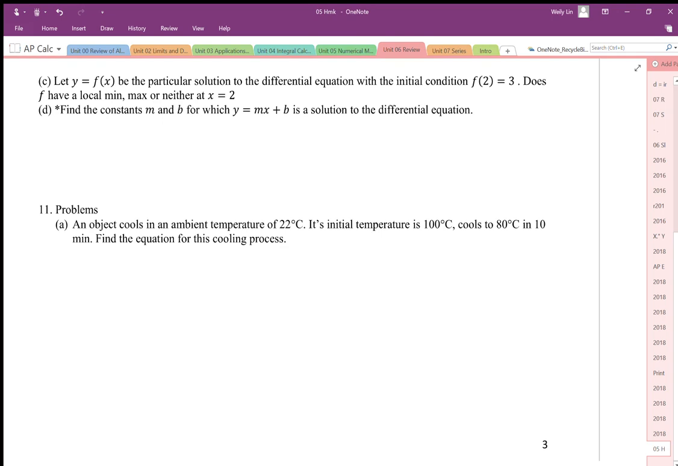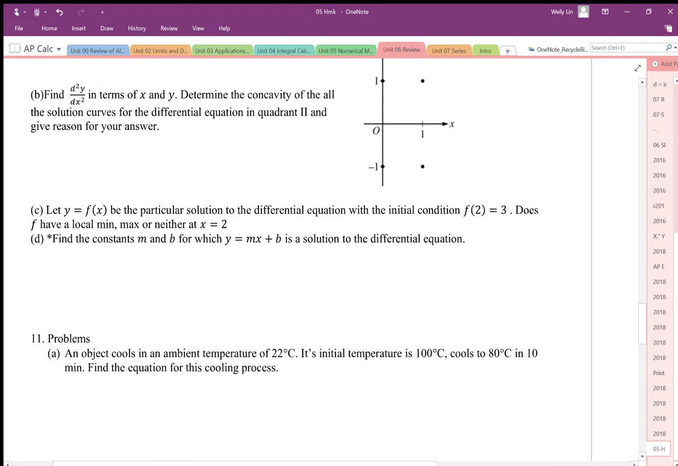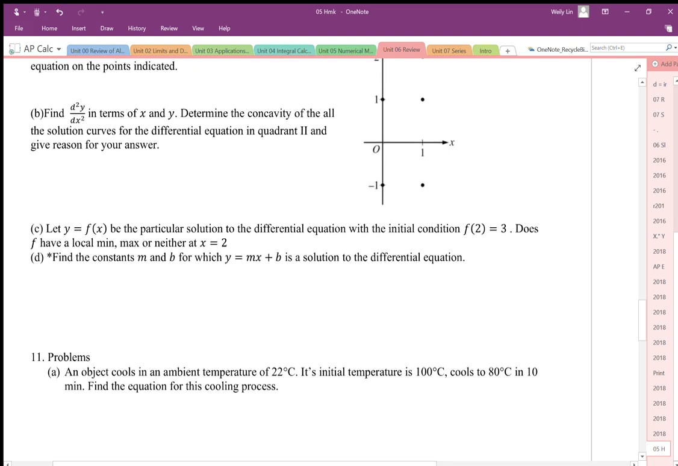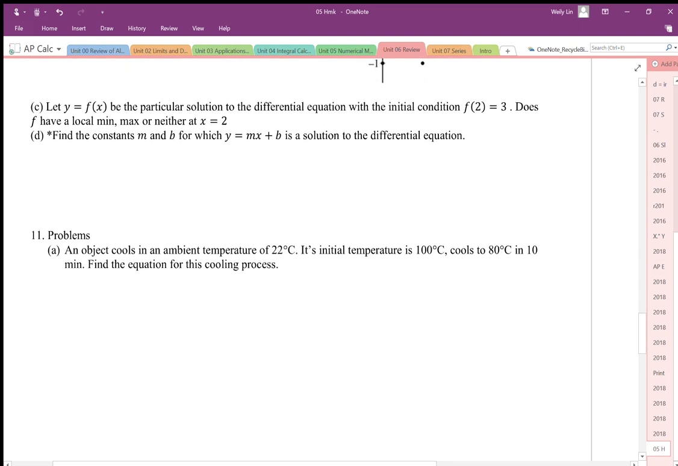Solution to question number 10, part D, is a bit of a tricky question. It says, find the constants m and b for which y equals mx plus b is the solution to the differential equation. So the differential equation is 2x minus y. We have to remember that the differential equation gives us slope. So dy by dx is equal to 2x minus y, and that's equal to slope.